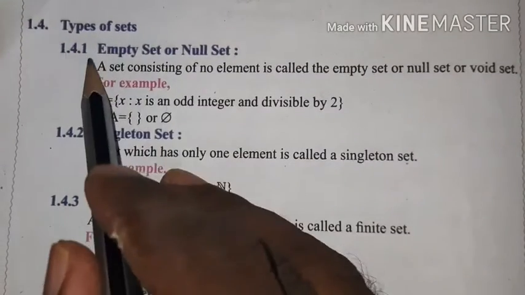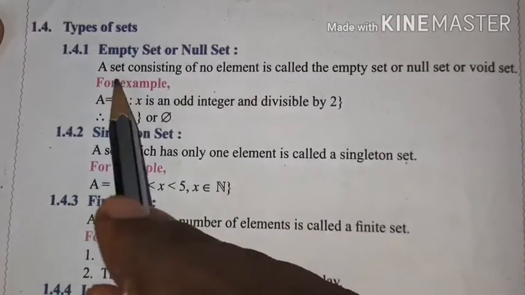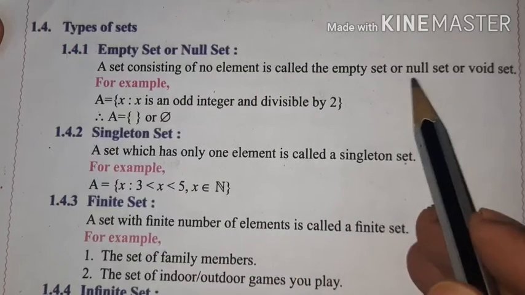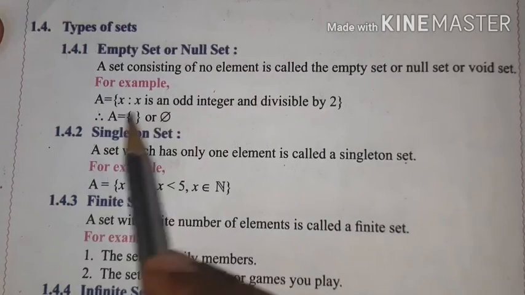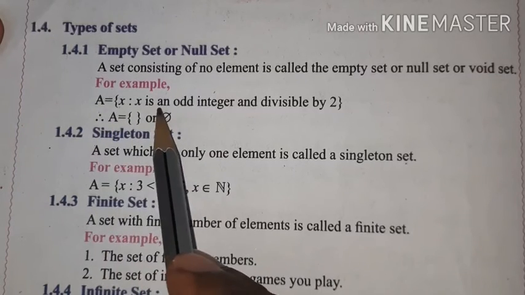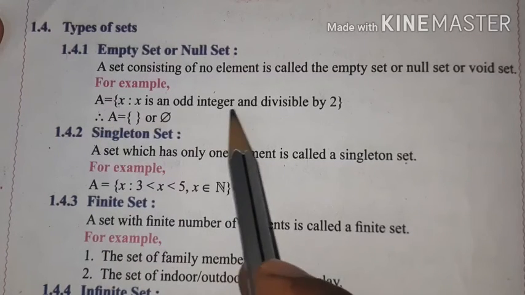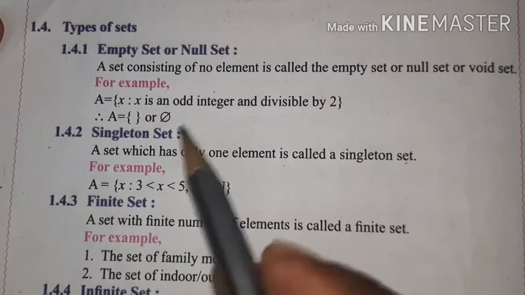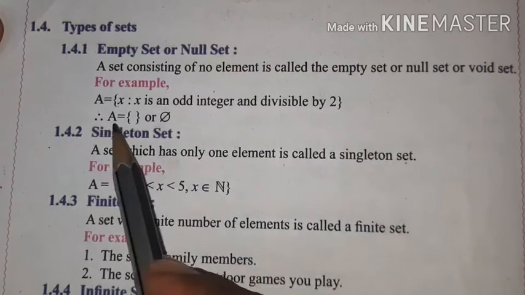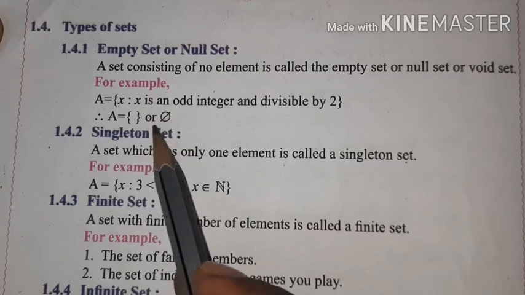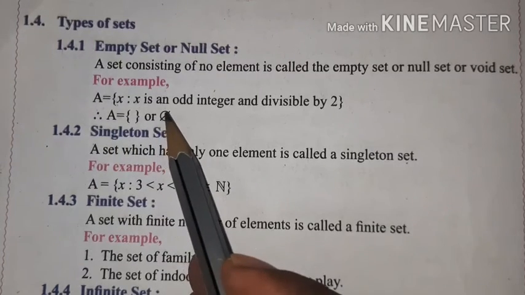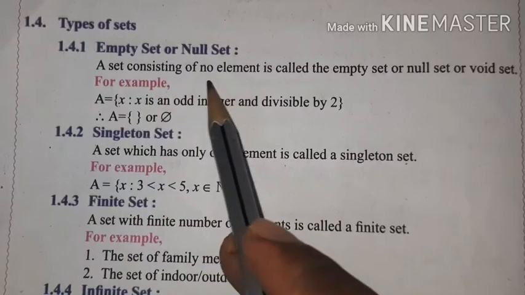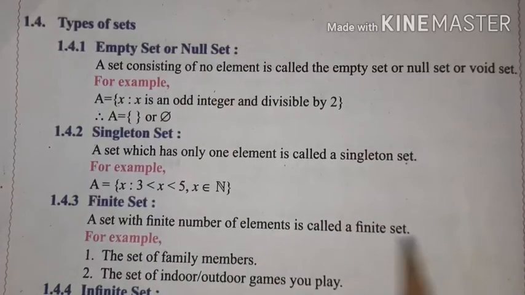Types of sets. First one, empty set or null set. A set which consists of no elements is called the empty set or null set or void set. For example, A is equal to x such that x is an odd integer and divisible by 2. So here x is an odd number divisible by 2, and there are no such numbers. Therefore, A is equal to the empty set, phi.